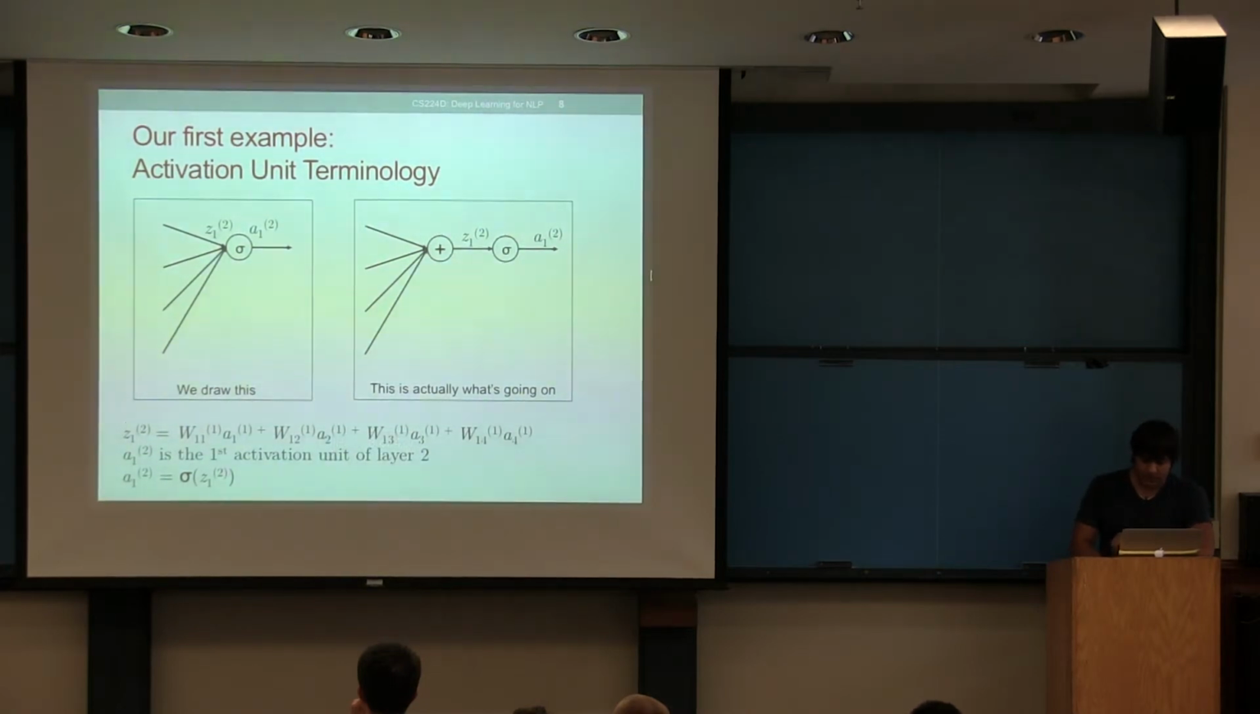All right, so activation unit. We have an activation unit which we typically draw on the graph something like this. You have multiple inputs, you draw a sigmoid, and then you draw an activation coming out of it. But really what's going on is you take multiple inputs, you sum them up, that produces a Z, and that you pass through a sigmoid, and that produces an activation. So just keep this in mind every time you're working with an activation unit, that it's actually a 2-step process that's going on.